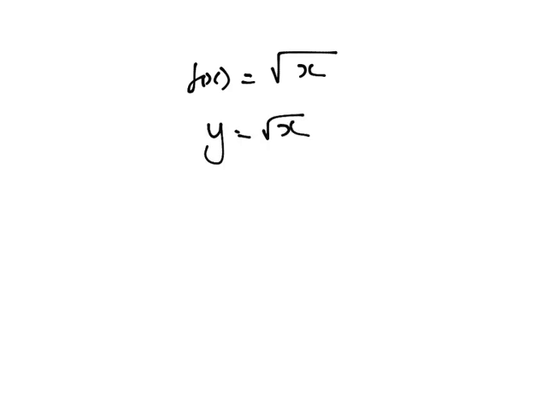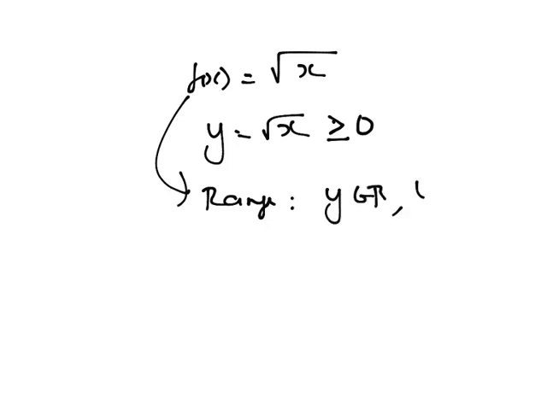Now here we know that the square root of any non-negative real number is always greater than or equal to 0. The square root of 0 is 0, and if it is a positive number, then the result is positive. So basically for this function, the range is y belongs to R and y is greater than or equal to 0. Okay. So another function, another square root function.